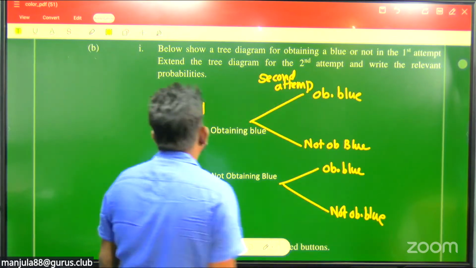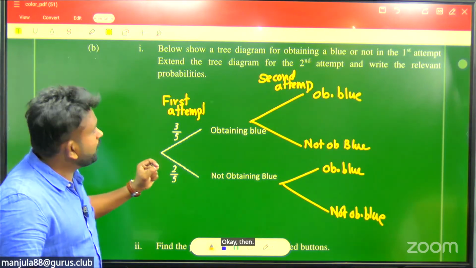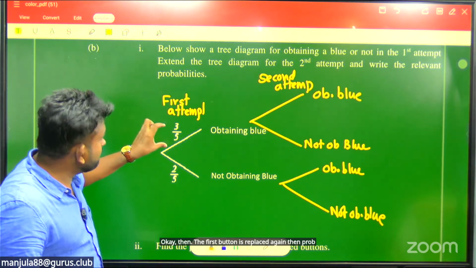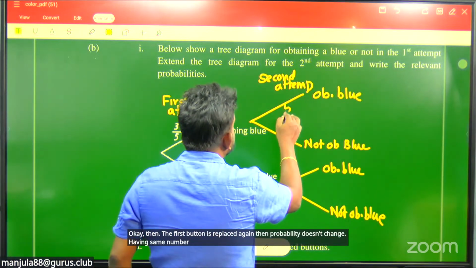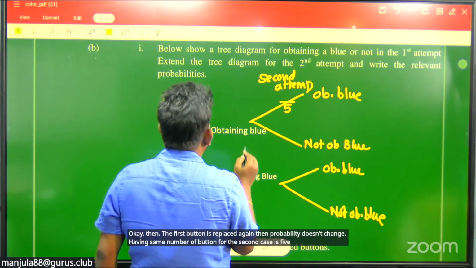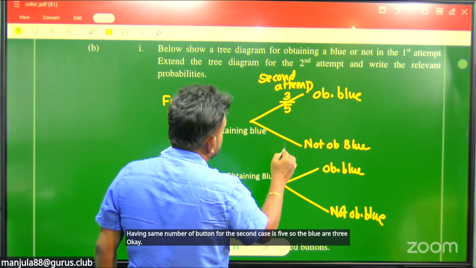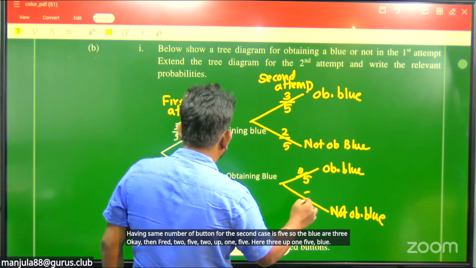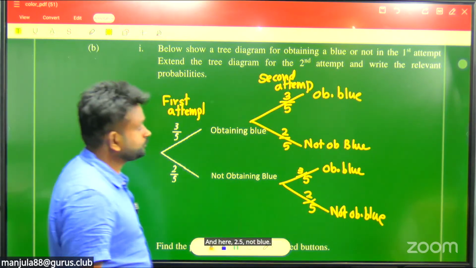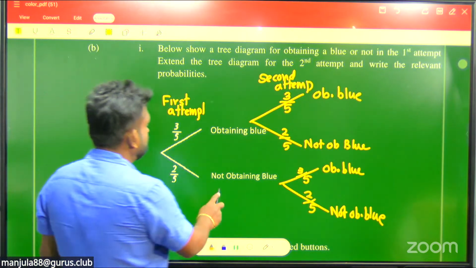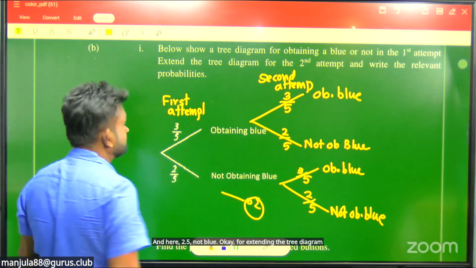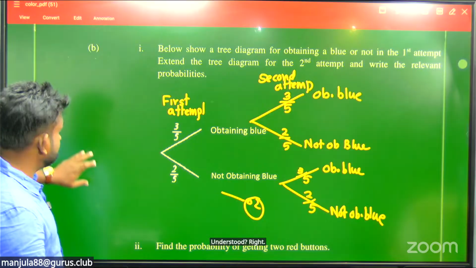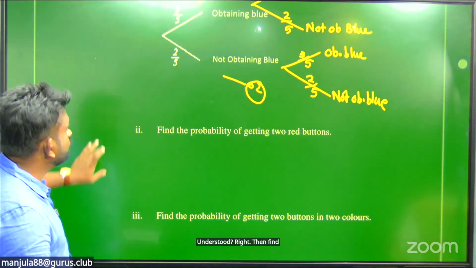Then the first button is replaced again, so the probability doesn't change. Having the same number of buttons for the second case, which is 5. So the blue are 3, then red 2, 2 upon 5. Here 3 upon 5 blue and here 2 upon 5 not blue. For extending the tree diagram, you have 2 marks there. Understood? Right.